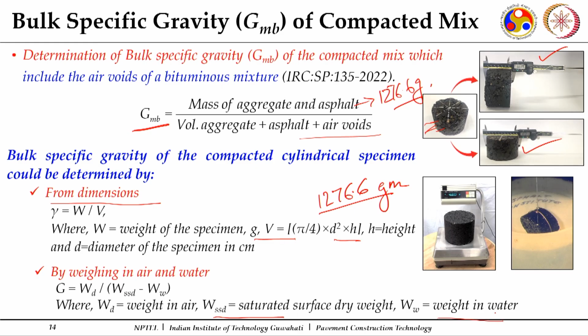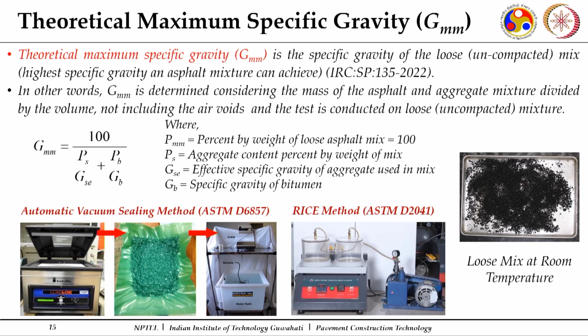I'll get the bulk specific gravity of this specimen. Once the bulk specific gravity of the mix is there, these specimens will be prepared, and through this water displacement technique you will get the volume of it. So I'll get a GMB, which will be my weight, which was already given to me, and this volume of my mix, the bulk volume of my mix.